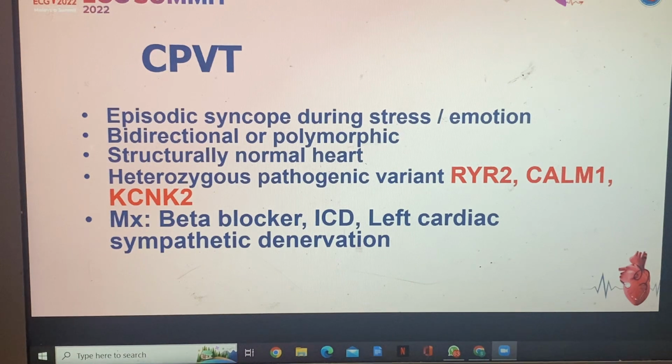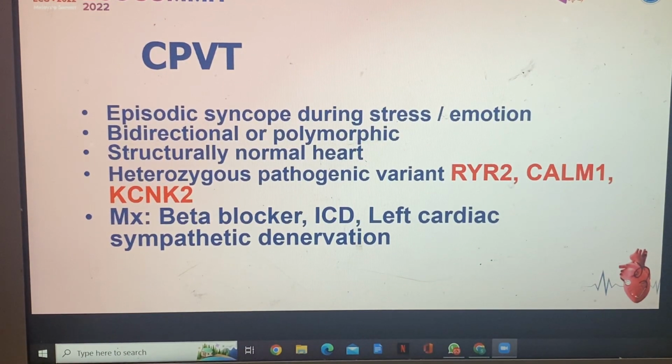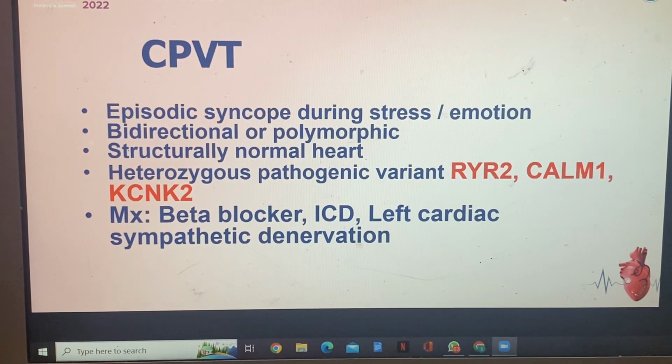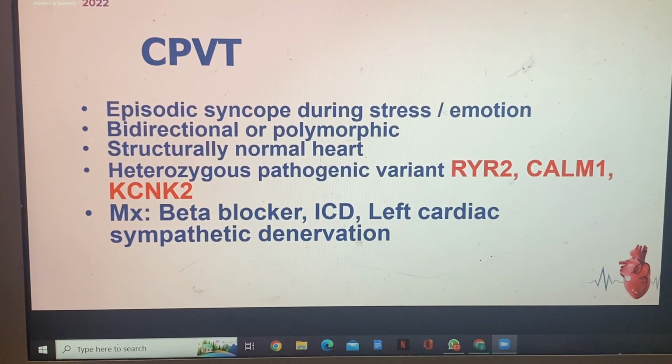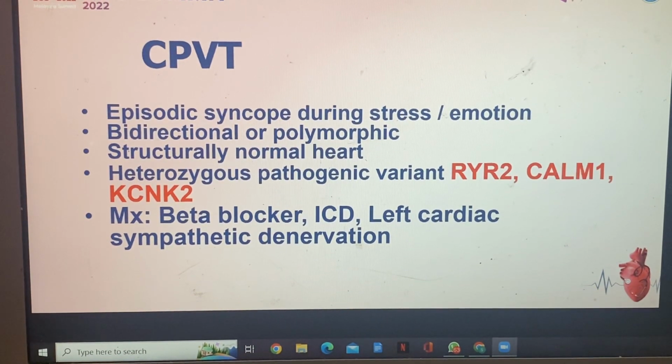And the management, I think, is more toward beta blocker, but sometimes we might need to put in an ICD. But even if you put in an ICD, you might render them to have more shocks, and you can have more mortality with having shocks. So that's why there are a few studies on left cardiac sympathetic denervation, which shows a promising result, but again, still not in the guideline because I think they need more studies to determine that.